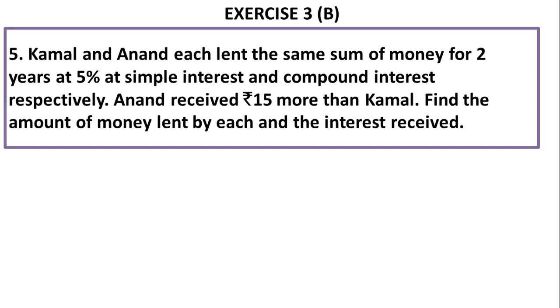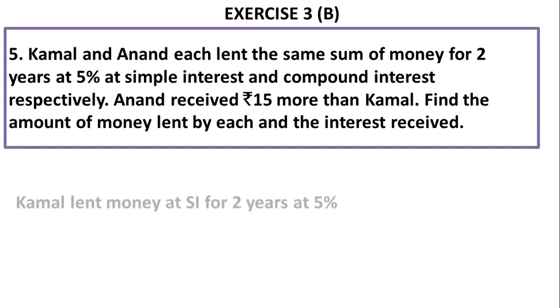In this problem, there are two persons. One is Kamal and the other is Anand. Kamal and Anand both have lent the same sum of money, the rate of interest is the same 5%, and the money has been lent for the same time, 2 years. The major difference is Kamal has lent the money at simple interest and Anand has lent the money at compound interest. To solve this problem, we have to follow the steps given below.